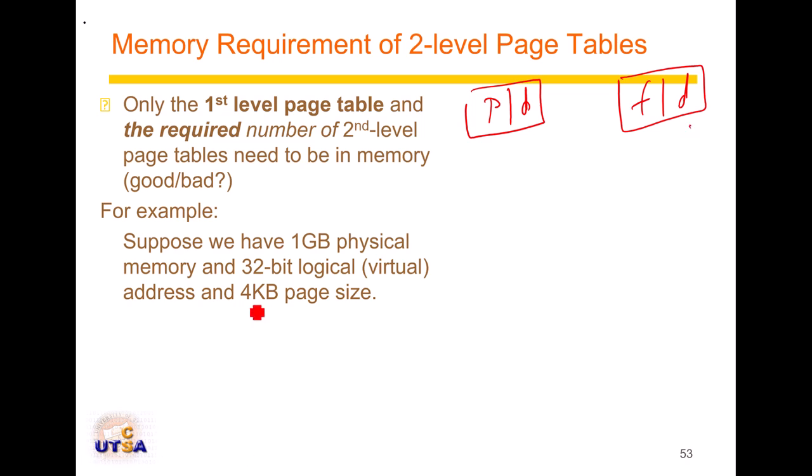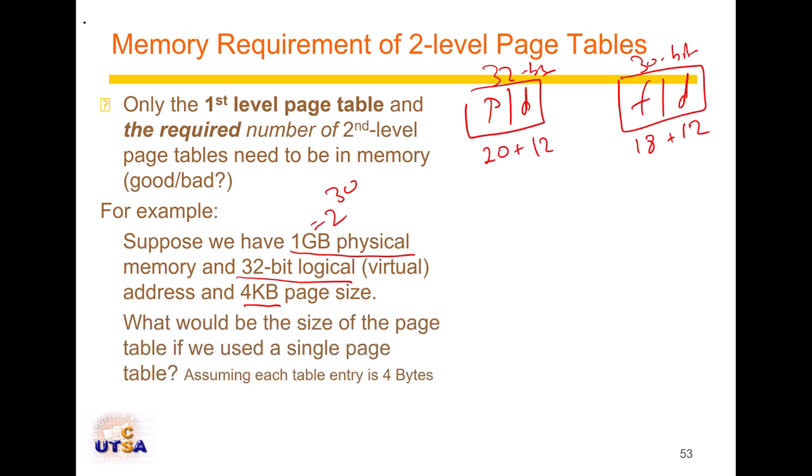Okay, since we know the page size is 4 KB, which is 2 to the power 12, right? Then the D should be 12 bits, right? And then since the logical address has 32 bits, I know the remaining 20 bits will be for P. How about F? This had 1 GB physical memory, so this is like 2 to the power 30, and I used 12 of them for D, so here you have 32 bits and here you have 30 bits for the physical address, so the remaining 18 bits will be your frame numbers, right?